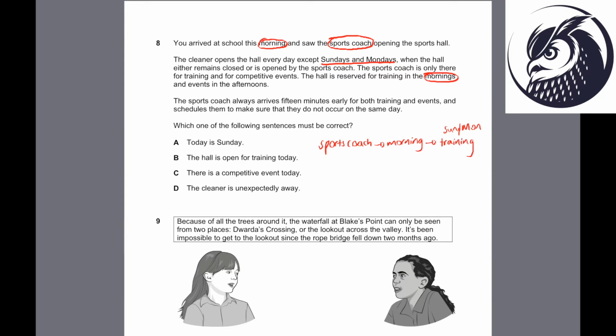Okay, so what we know right now is that some sort of training is happening, but we can't tell whether it's Sunday or Monday. Well, there's not enough information to figure that bit out. So let's look through our answer options again. Which of the following sentences must be correct?